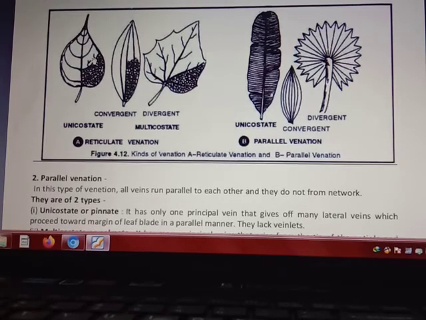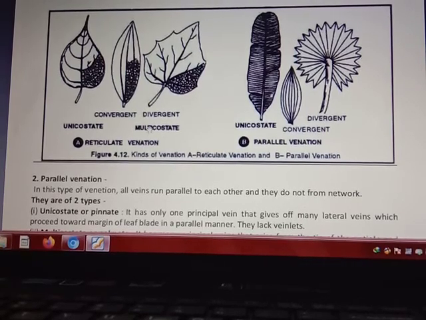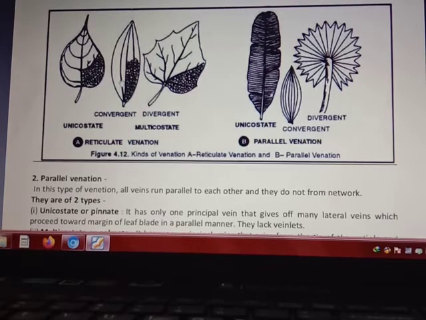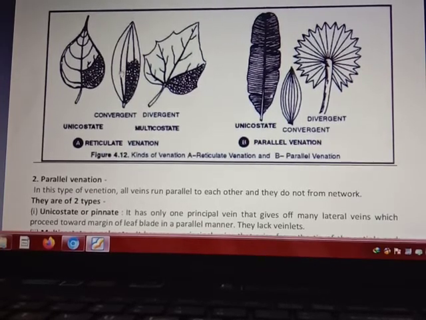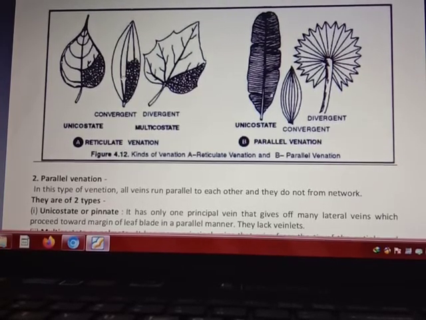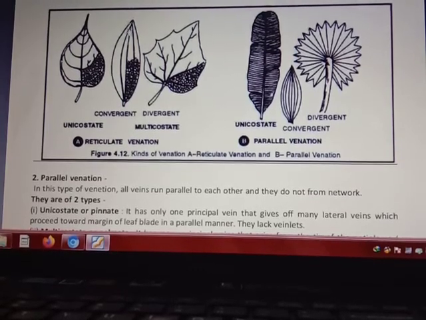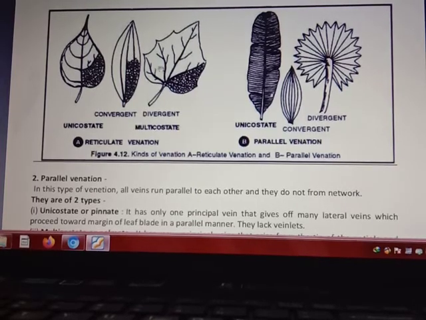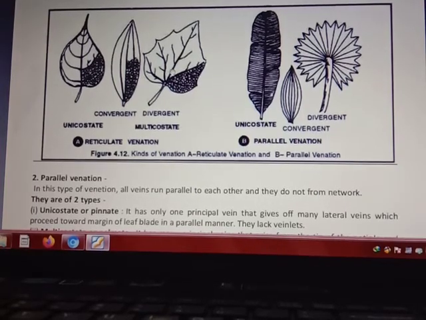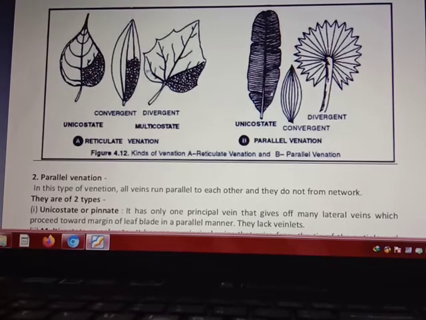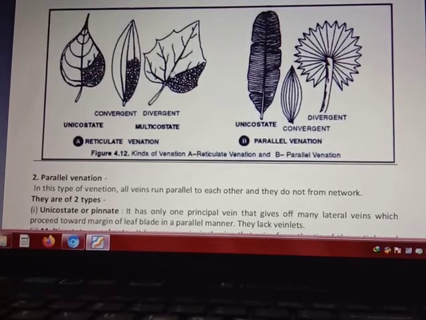But what happens in multicostate? Multi means that many midveins are present. Like you can see in this diagram, so many midveins are arising from the base and going towards the apex. This is also a midvein, this is also, and this one too; all of these are midveins.